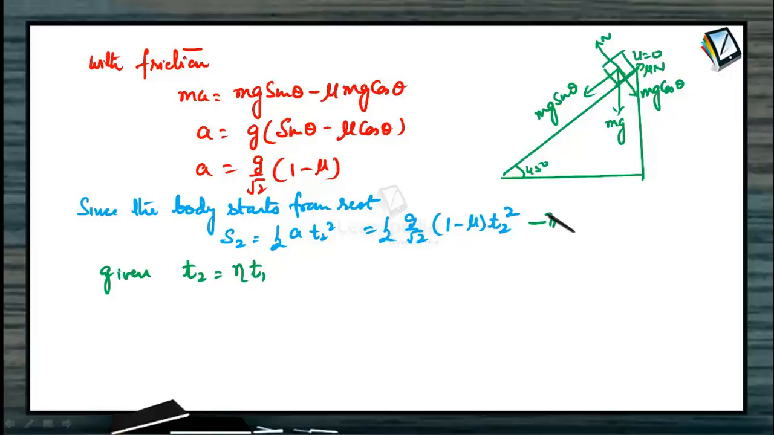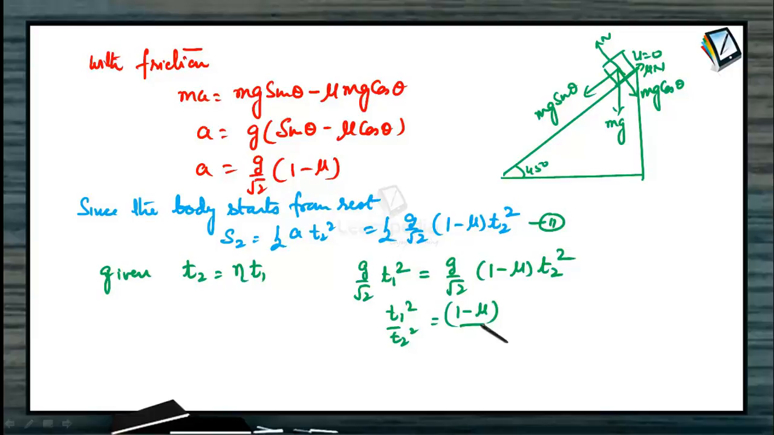Now from the first equation and second equation, since the distance traveled is the same, s1 is equal to s2, what are we going to get? g by root 2 t1 square is equal to g by root 2 (1 minus mu) into t2 square. Half we have cancelled. So we can get the value of t1 square by t2 square. t1 square by t2 square is equal to (1 minus mu) by 1. Rest all is cancelling. And what is t1 by t2 here? t1 by t2 is equal to 1 by n. So this can be written as 1 by n square.